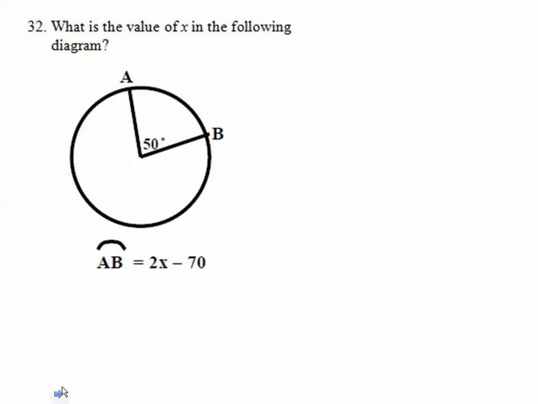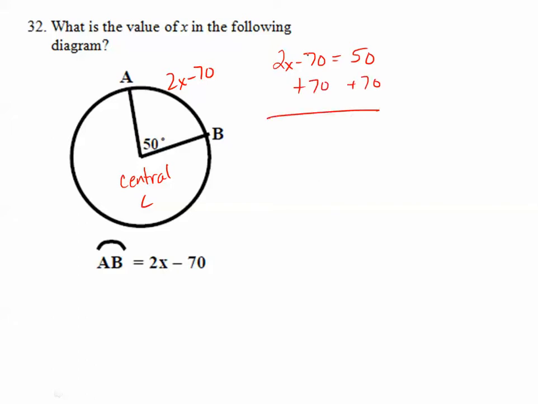Number 32. What is the value of x in the following diagram? So if this is 50 and arc AB is 2x minus 70, this angle is a central angle. So the central angle and the arc are equal. So our formula is going to be 2x minus 70 equals 50. So we solve this by adding 70 to both sides. We get 2x equals 120. Divide both sides by 2. x equals 60.